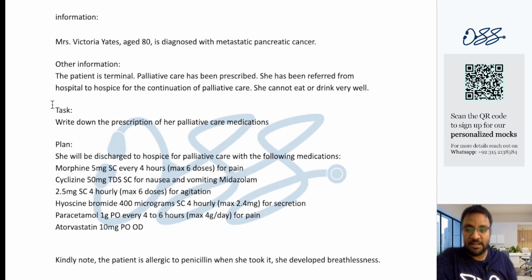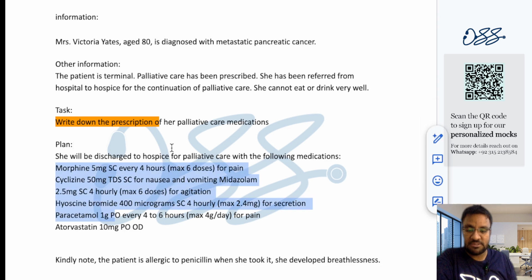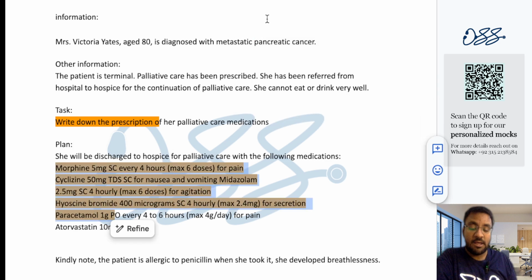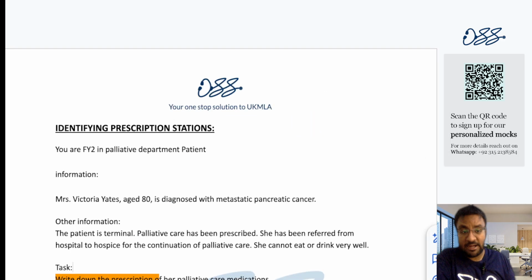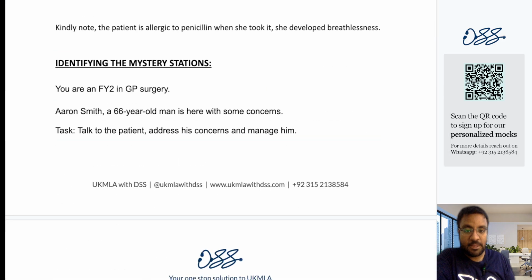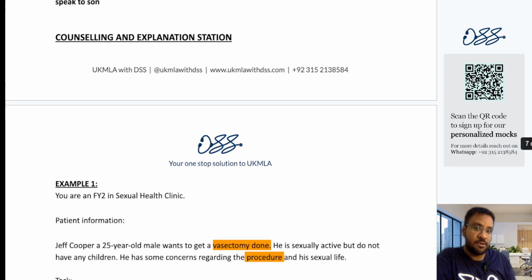Prescription stations would give you the task that you need to write down the prescription of a palliative care medication, or write down the prescription of a disease or anything, and then they may give you certain drugs, and they would see how you are writing it down in the prescription, or they may not. It depends from case to case, but a prescription station would be particularly easy to identify. It would be clearly written that this is a prescription station and you have to write a prescription. So this is how you're going to identify.